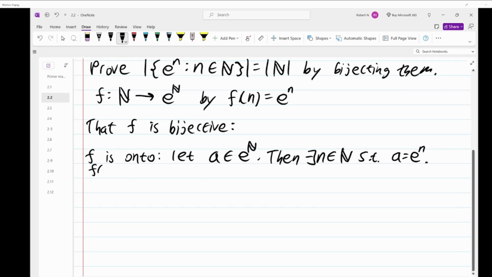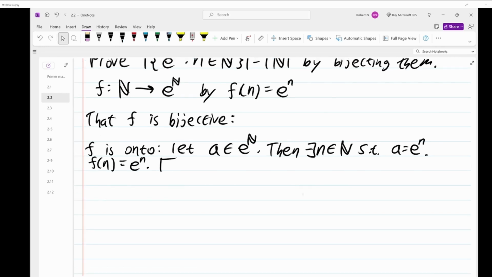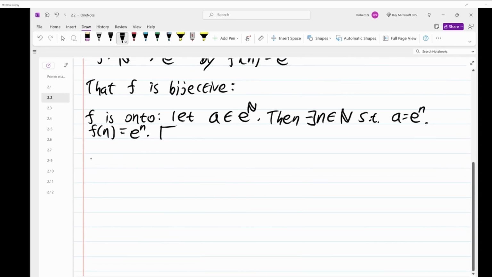Okay. f of n. What is f of n? f of n is equal to e to the power of n. So we found something in the domain that maps to this, haven't we? It's n. Yes. Okay. f is 1-to-1. What do we need to prove? That only one thing maps to each output.